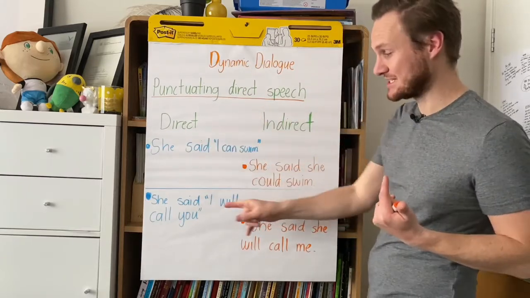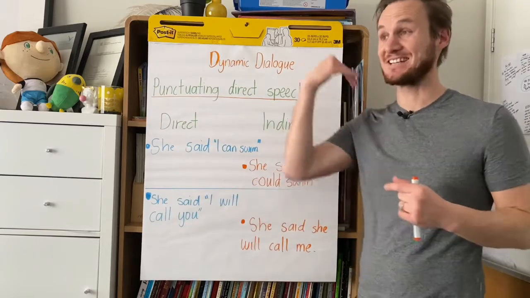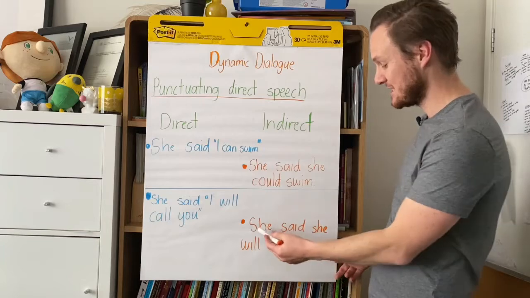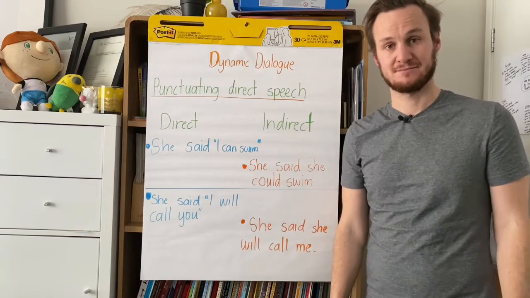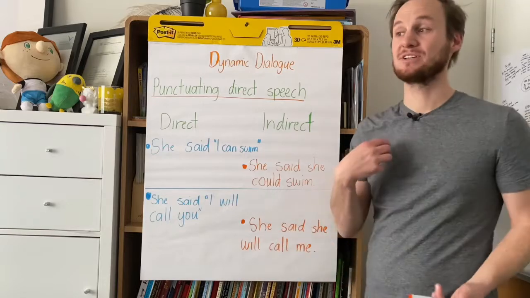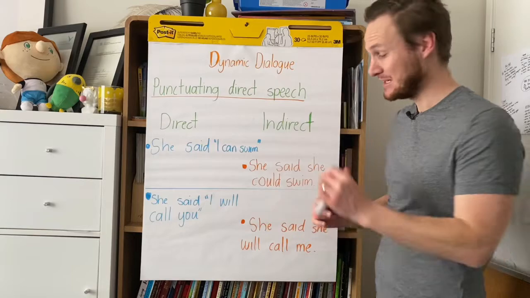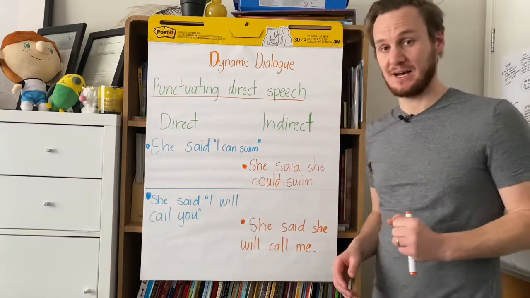Same as the second one, which is, she said, "I will call you." So you're actually saying exactly what she said. Whereas the second one is, she said she will call me, or she said she'll call you. So you're telling someone what she said, but you're not giving the exact quote. If you're quoting someone, direct quote, you need quotation marks.